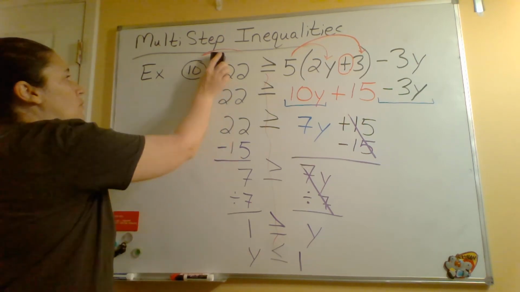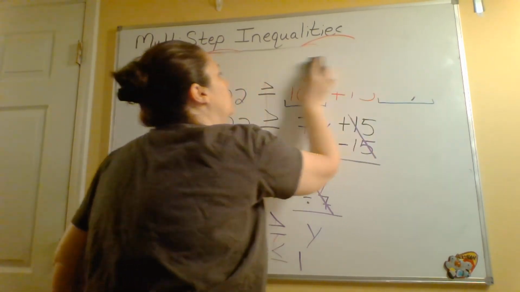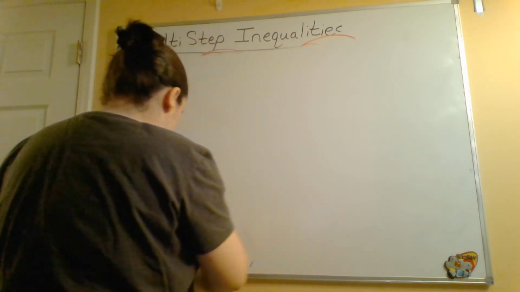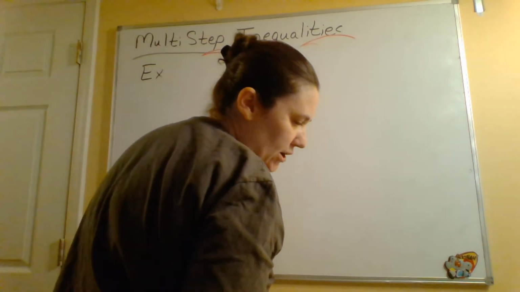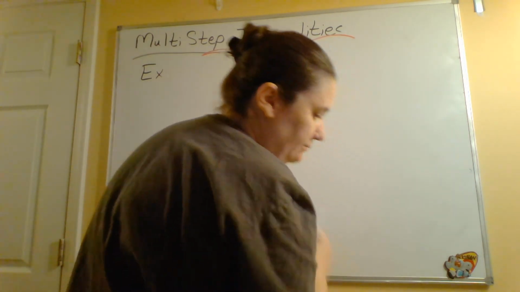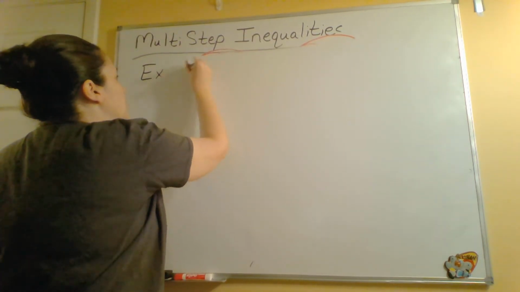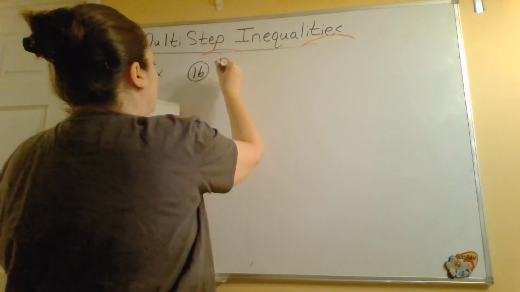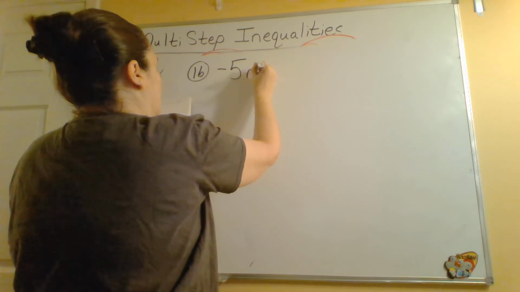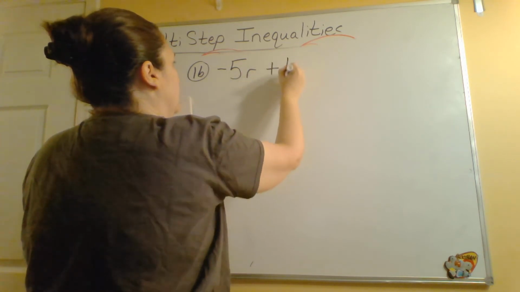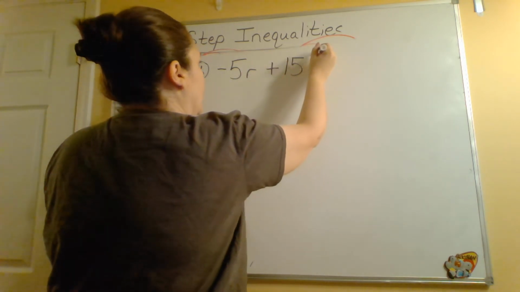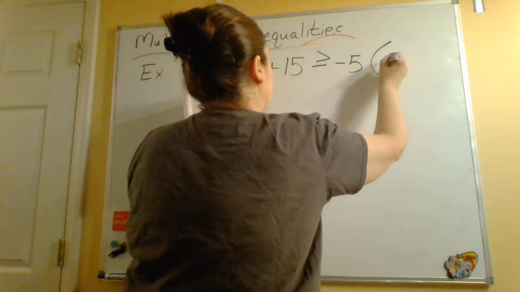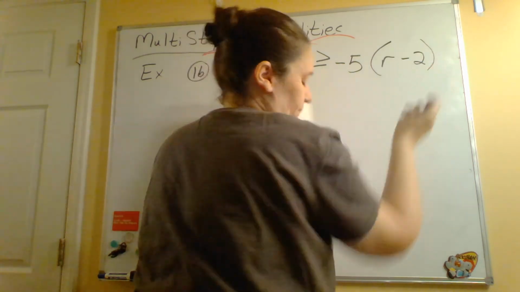Let's do one more problem. Let's do one of those weird ones at the bottom. Let me see. Let's do number 16. It says negative 5r plus 15 is greater than or equal to negative 5 parentheses r minus 2.